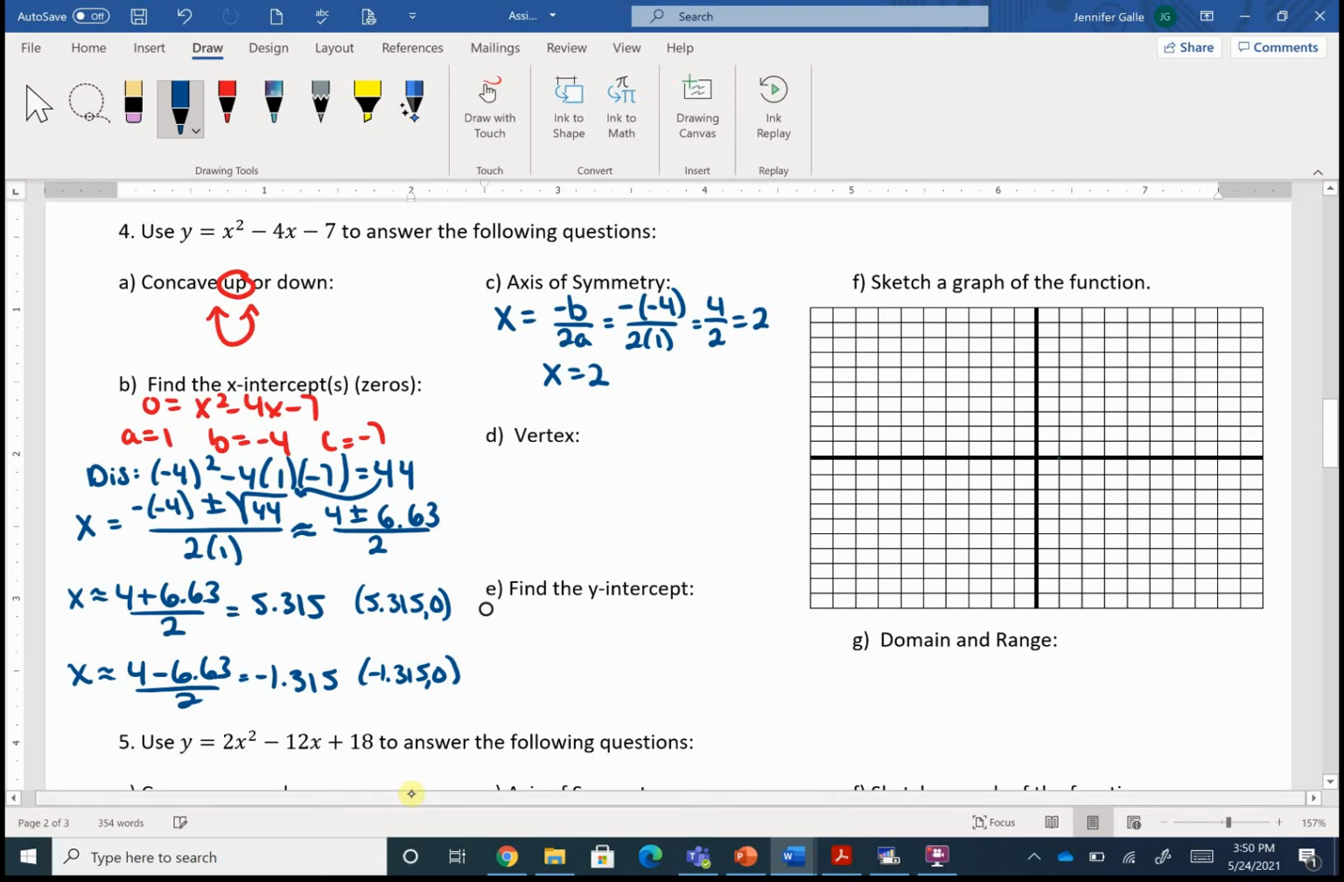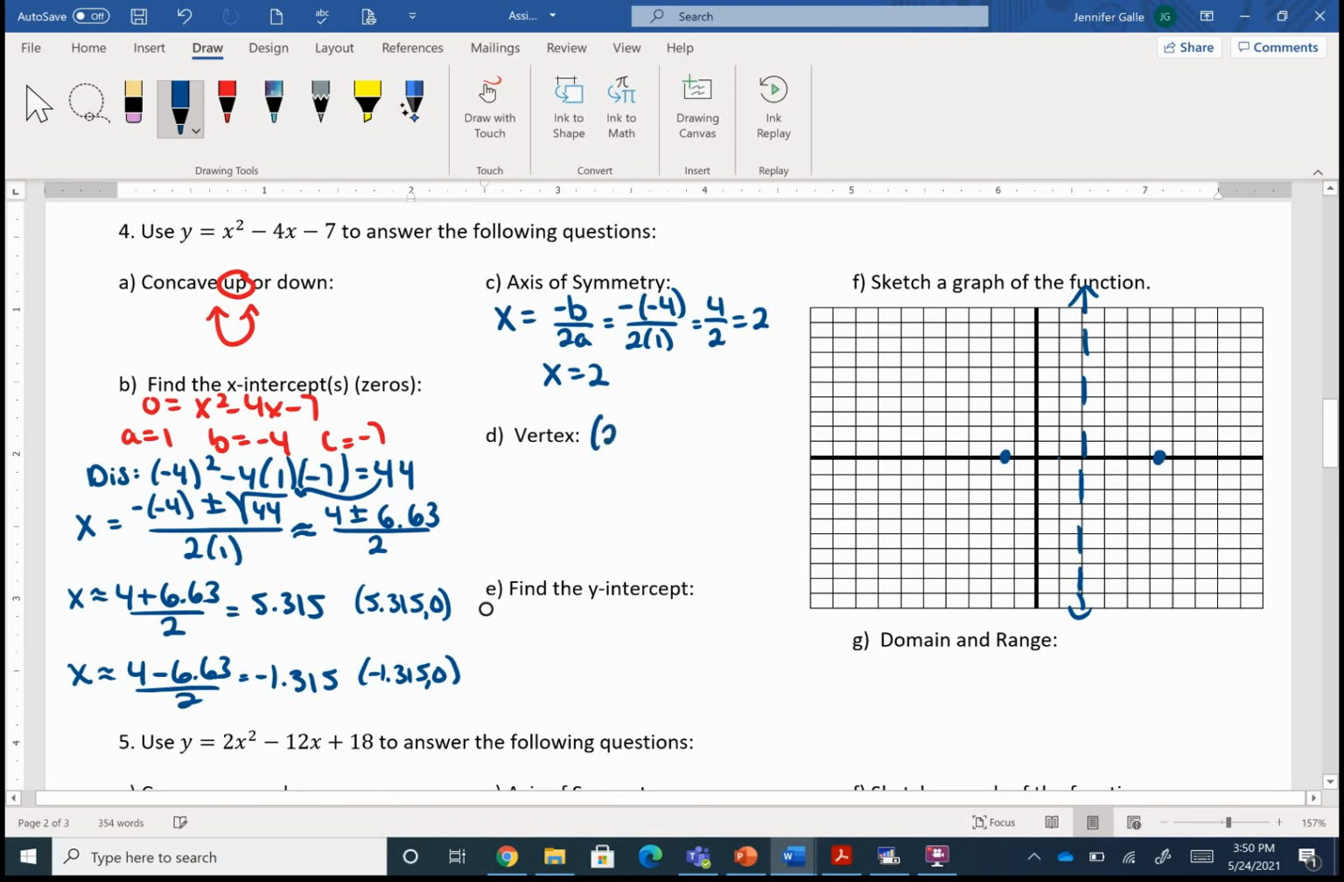5.315, we'll go over 1, 2, 3, 4, 5, and then try to keep it to the left side of half the box, but I know the boxes are small, that's okay. And then -1.315. Axis of symmetry is at x equals 2. Always double check to make sure that line you draw actually does cut your graph in half. The 2 x-intercepts should be equidistant from that middle line.